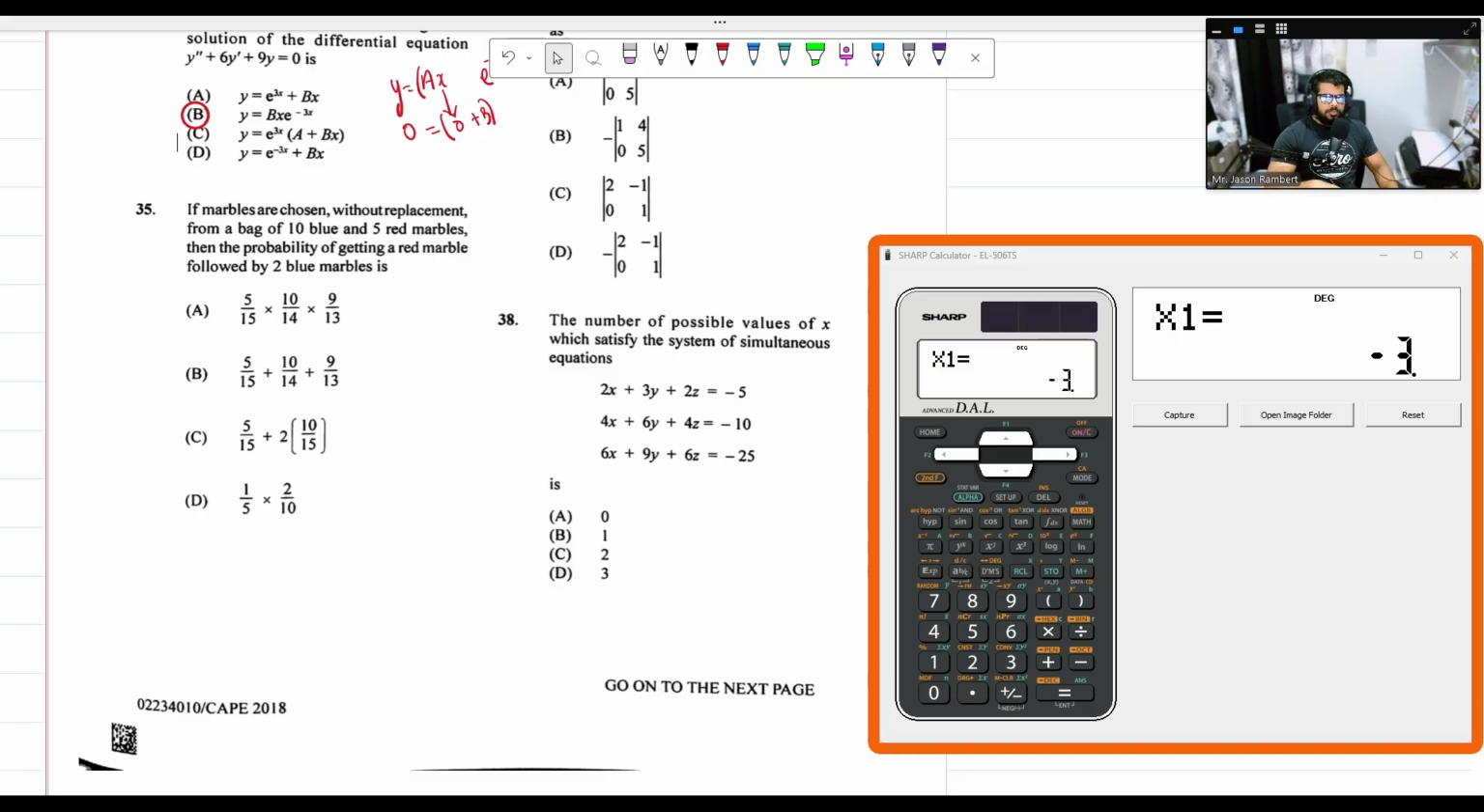If marbles are chosen without replacement from a bag of 10 blue and 5 red, so that's 15 marbles in total, the probability of getting a red marble followed by 2 blue marbles is, so a red marble will be 5 out of 15 multiplied by, we take out 1 from the bag, so we get 14. We take out 1 from the bag, so we're going to get 13. 10 blue, it will be 10. And we take out the blue and we leave it. So 5 by 10 by 9, over 15, 14, 13. The answer is A.